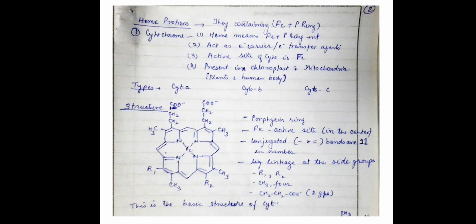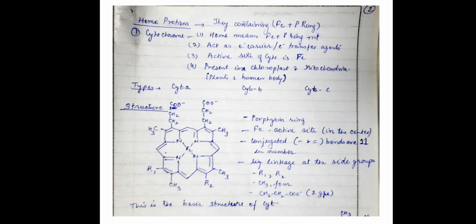Now, what is heme protein? What are called heme proteins? Heme proteins have some general characteristics. They contain iron plus a porphyrin ring. Cytochromes are heme, meaning Fe plus porphyrin ring both are present in cytochrome. Then it is called heme protein. They act as electron carriers, electron transfer agents. Third, the active site of cytochrome is iron. Fourth, they are present in chloroplast and mitochondria. Chloroplast means only plants, mitochondria means both the human body and plants.